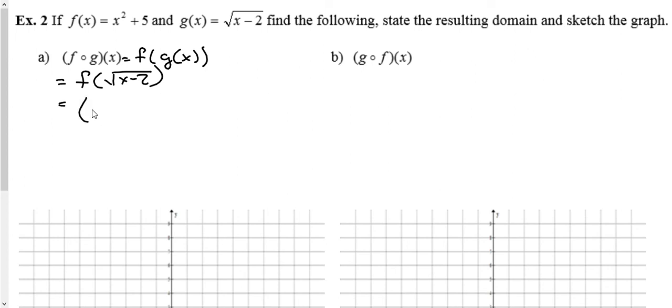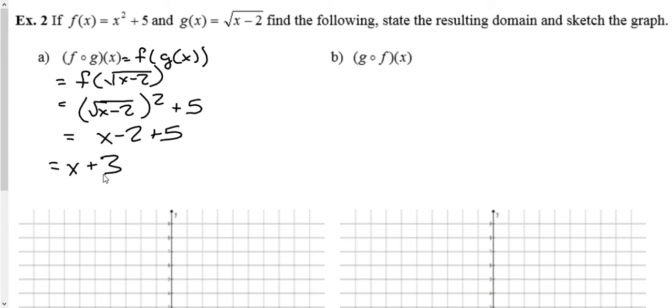So we're going to have square root x minus 2, all of that under the radical symbol, all of that is squared, plus 5. Let's clean that up. Well, squared and square root are going to cancel each other out, so I have x minus 2 left over, plus 5 now. This is now x plus 3. And that's what I want to graph, x plus 3.